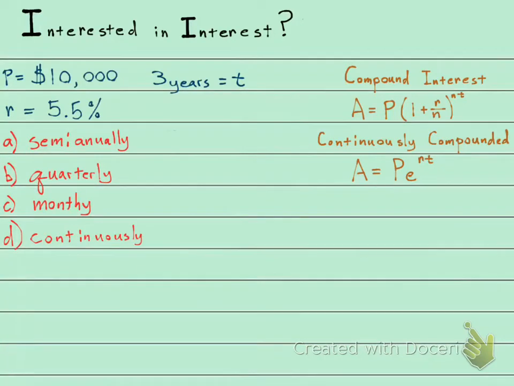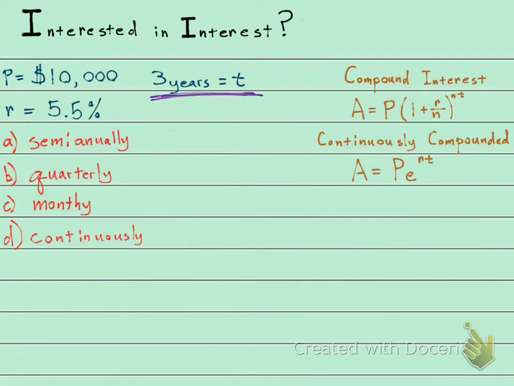Are you interested in interest? Well, if you ever have money, or if you like money, you should be. We have an amount of money to lend. This is called our principal. It's $10,000. And we are going to lend it for 3 years.